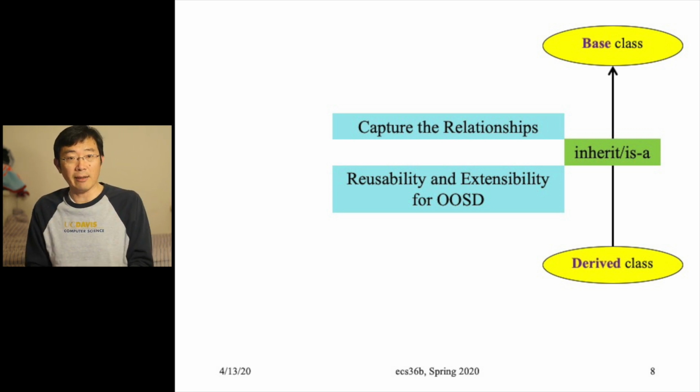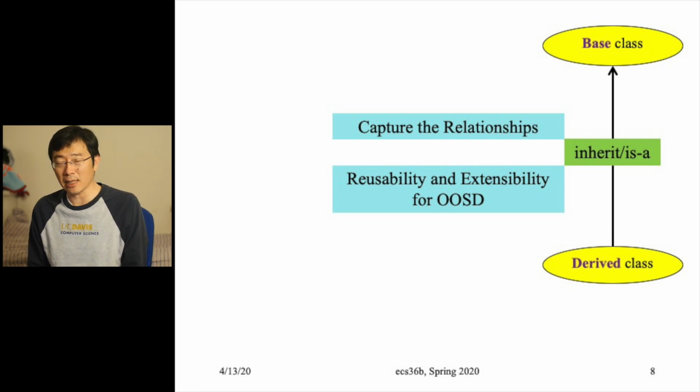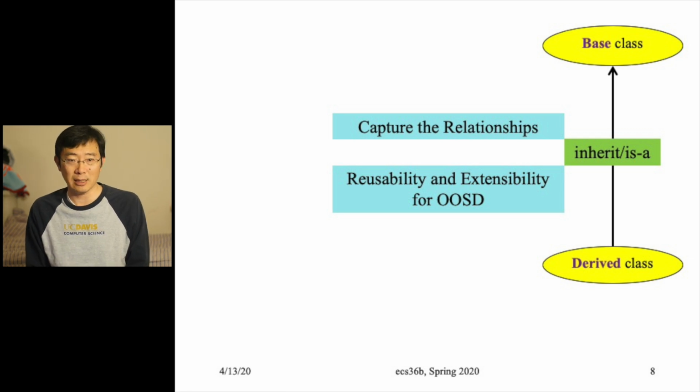So in some sense, for object-oriented software development, the mechanism of inheritance is great for both reusability and extensibility.